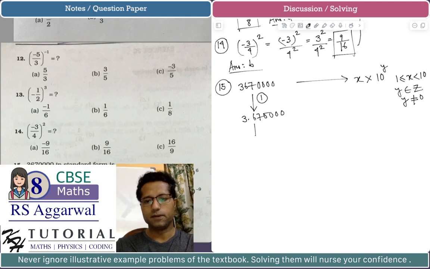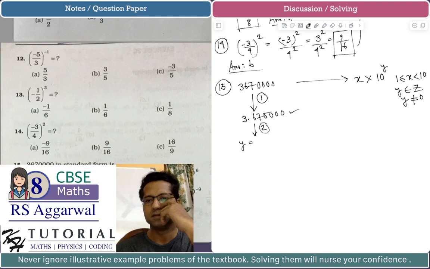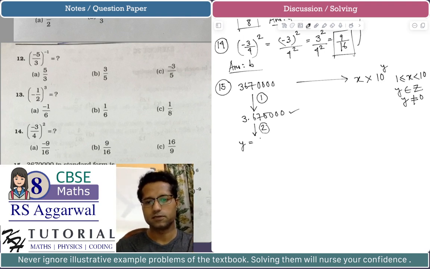Now in step 2, I will find what y is. Y will be the number of digits to the right hand side of the decimal point of the number you obtained after step 1. After step 1 you obtained this decimal number 3.67 and then 4 zeros. Then y will be the number of digits to the right of the decimal point. So how many digits are there? There are 4 zeros and 6 and 7. So y will be 6.